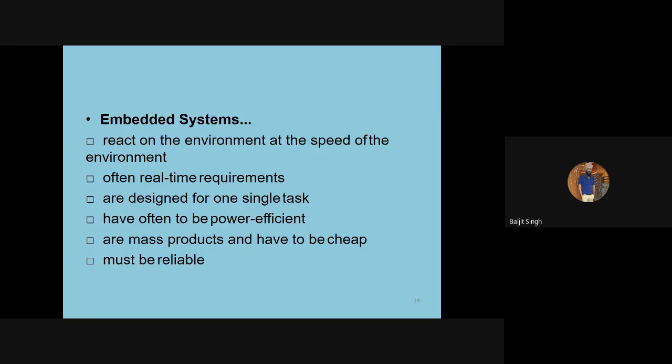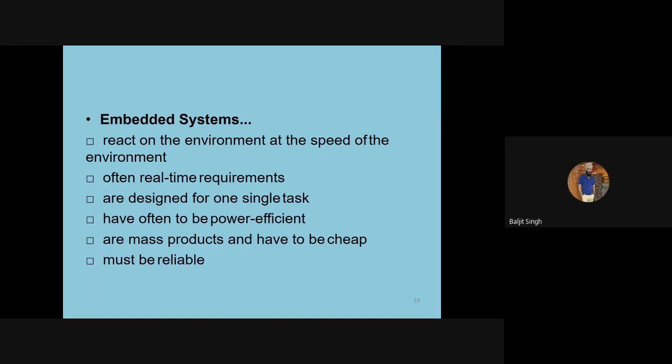These are a few properties of embedded systems. Embedded systems react to the environment at the speed of the environment. They often handle real time requirements. So embedded systems are mostly task specific. They are designed for one single task. Often their requirement is to be power efficient, because they need to be used standalone, as an independent unit. So they have to be power efficient in most of the application areas.